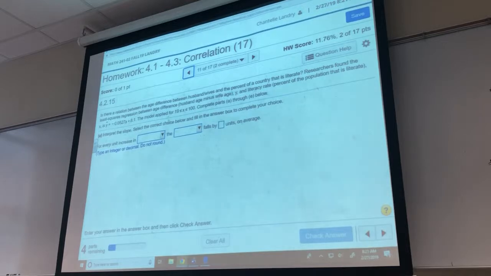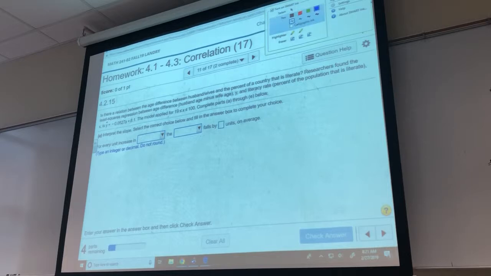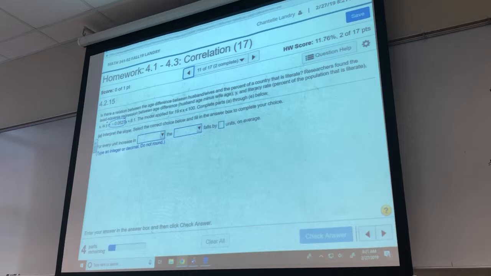Okay, so in this case, we don't have data values, they just give us the least squares regression line. So, looking at the age difference in husbands and wives and the percent split. Here we go, so our slope is going to be the number in front of our x, that negative number right there. So we're going to have a negative correlation between these two variables.